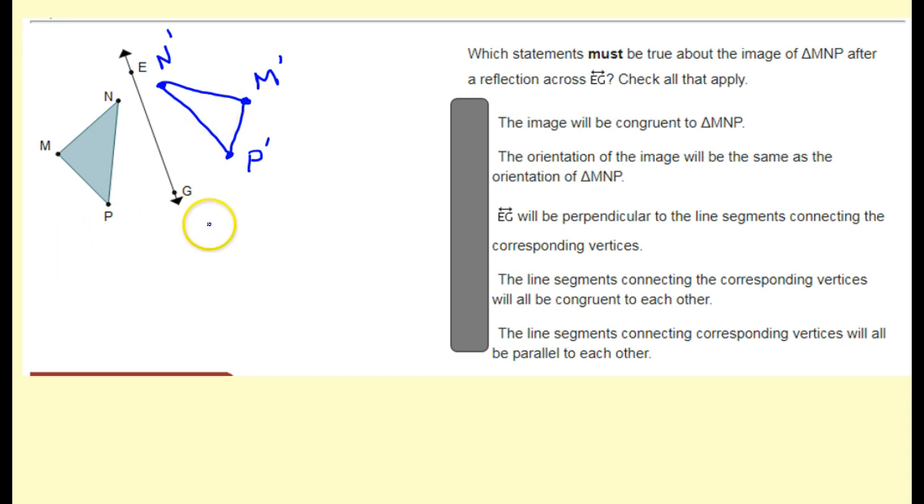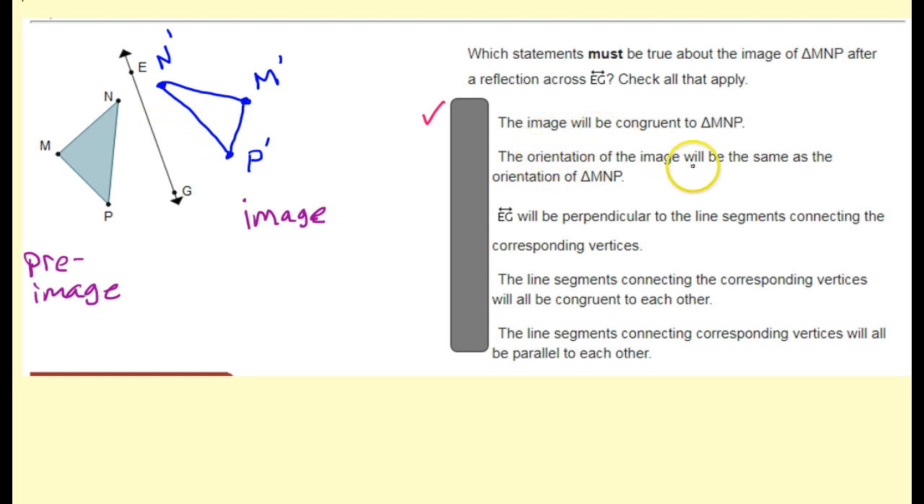Okay, so remember, vocabulary-wise, the reflection is the image, and the original is the pre-image. So keep that in mind. Now, let's see how many of these things must be true. The image will be congruent to triangle MNP. Yes. All right, those are definitely going to be congruent. So when you do a reflection, it doesn't change the size or the shape. So yeah, it'll be congruent.